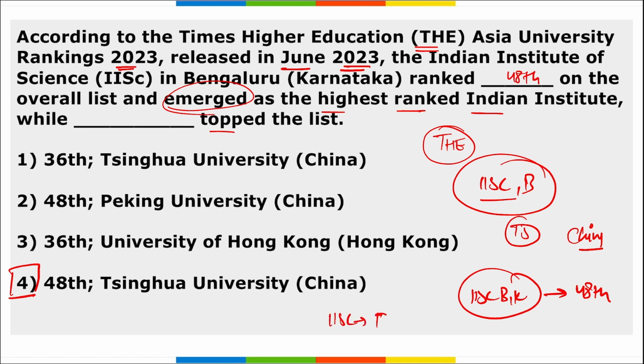It is in Bangalore, Karnataka, and the rank here is 48th. This university was topped by Tsinghua University of China, right? On second position it is Peking University, correct? And on third position it is Singapore's National University of Singapore, right? And remember, this was the 11th edition of the Times Higher Education Asia University Rankings.